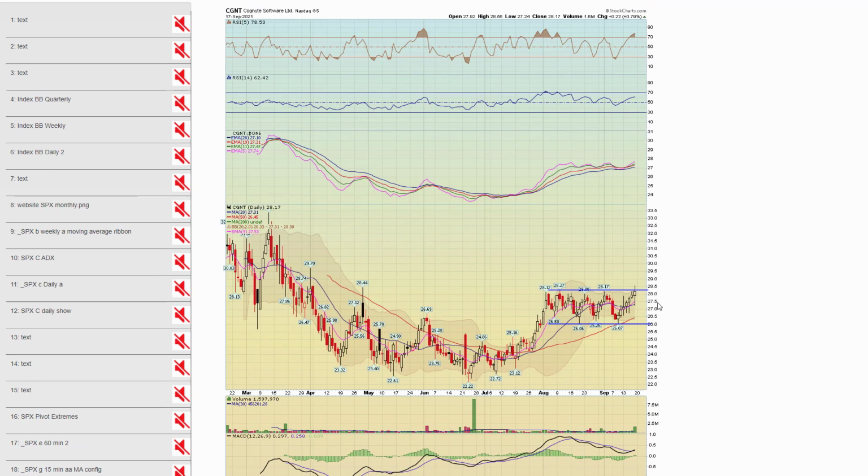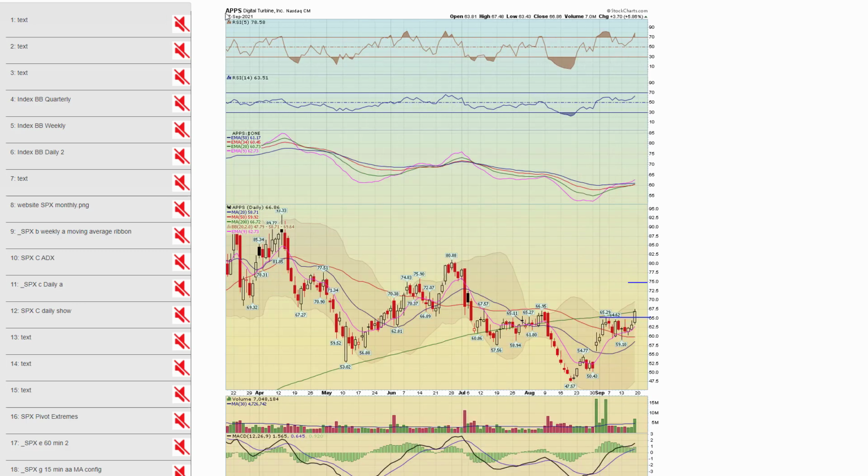Here's CGNT, a long idea put on Wednesday. Still looks okay. If you're long a little bit, maybe a stop right here at this low. You get a nice long rectangle pattern. I'd say it probably measures up here to the, I don't know, 31, 32 area.